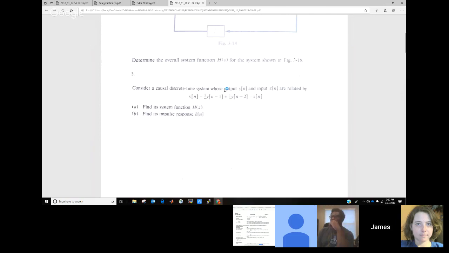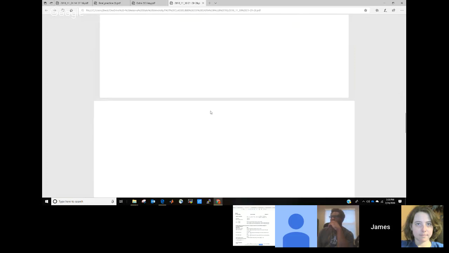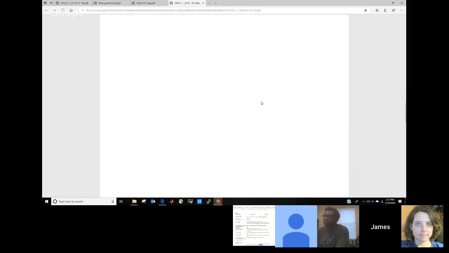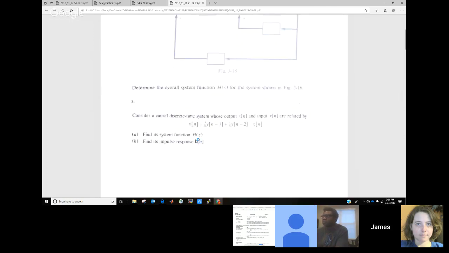The discrete time system, whose input xn and output yn are related by this, is your transfer function. So part A is to find H of z, which is something you'll have to do for sure. So you've got the function here. Your H of z is just the coefficients of your y's and your z's. And then the next part was to find, sorry, this is not loading fast, yeah, to find h of n.